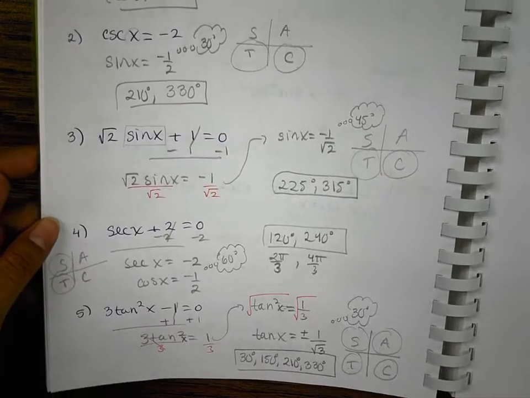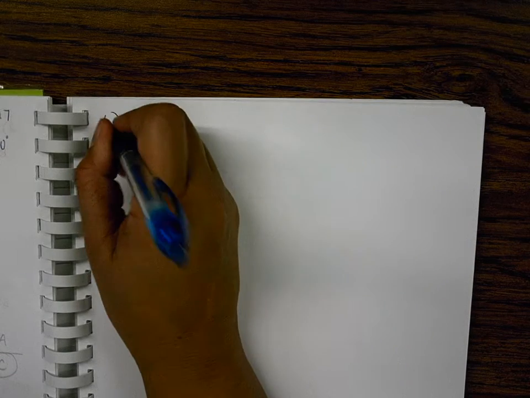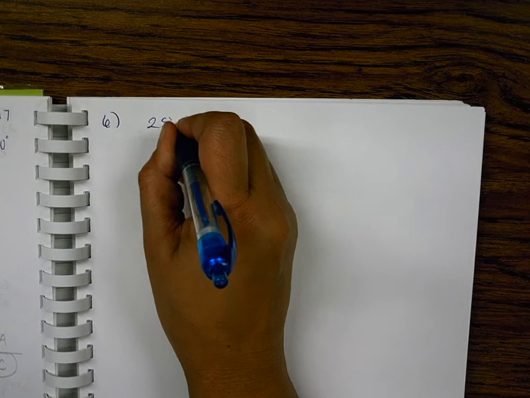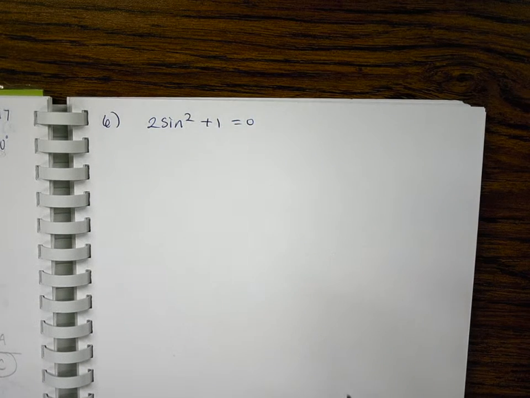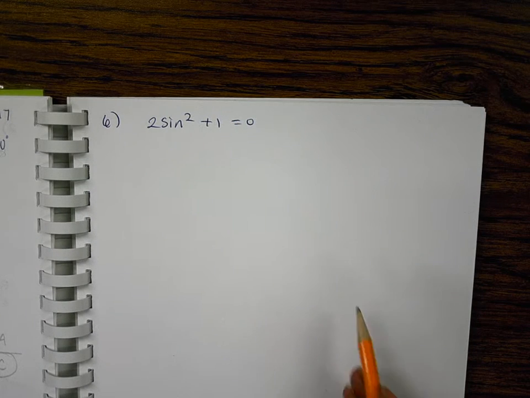Okay, number 6. Again, I'm going to speed it up just a little bit since we have the hang of it. I want to solve, so I am going to subtract the 1 and divide by the 2.